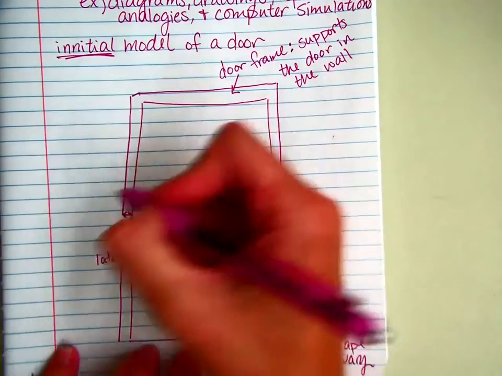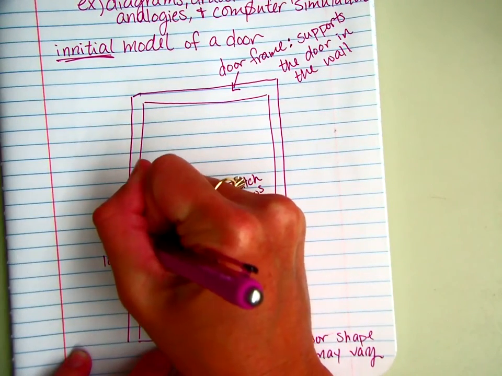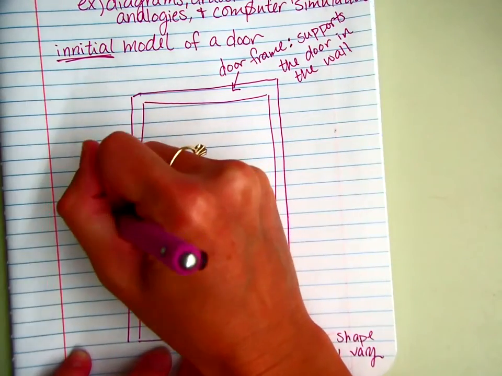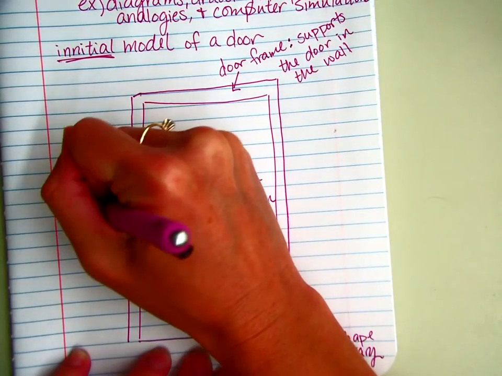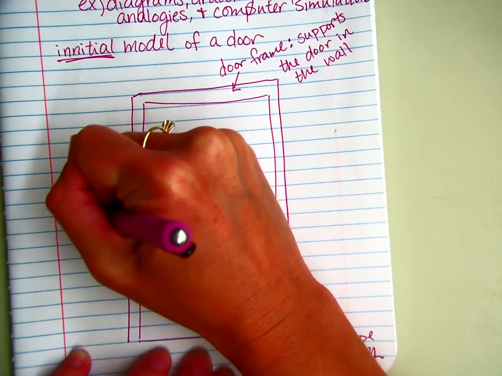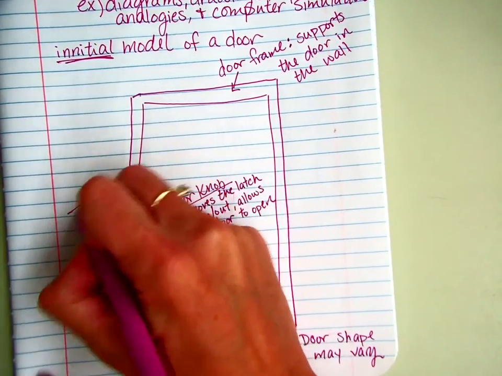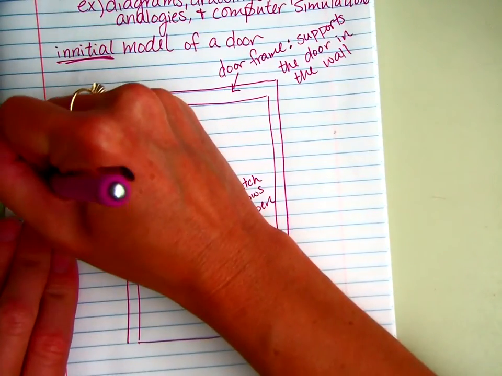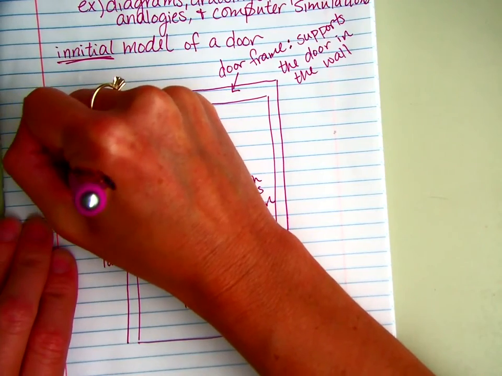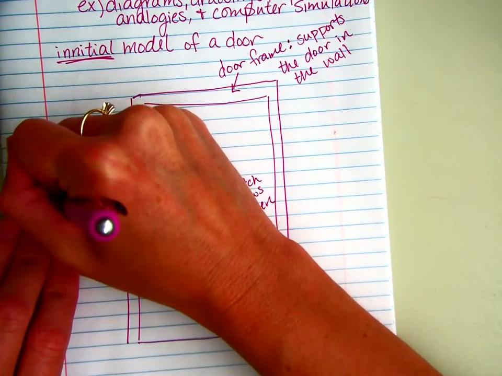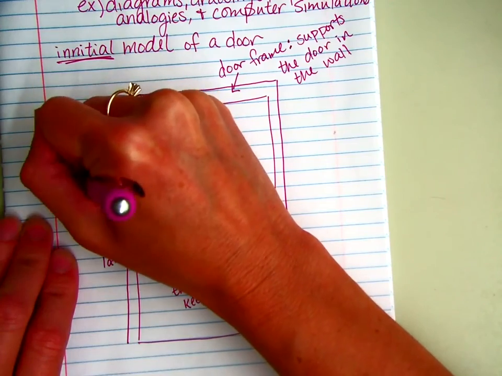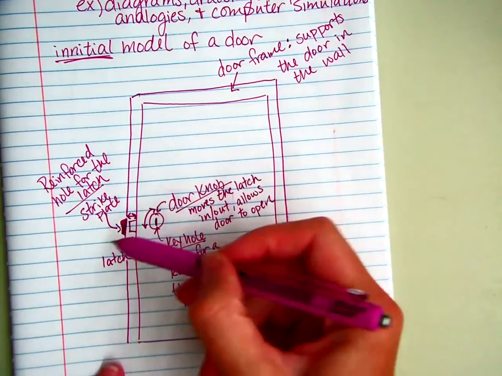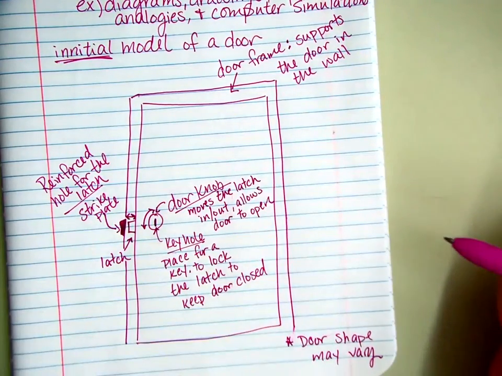So over here on your door frame, you probably have a metal plate. This isn't a perfect drawing, but it's a metal plate on the door frame, and that's called a strike plate. And a strike plate has a reinforced hole for the latch. So the latch goes in that reinforced hole, helps keep the door nice and closed.